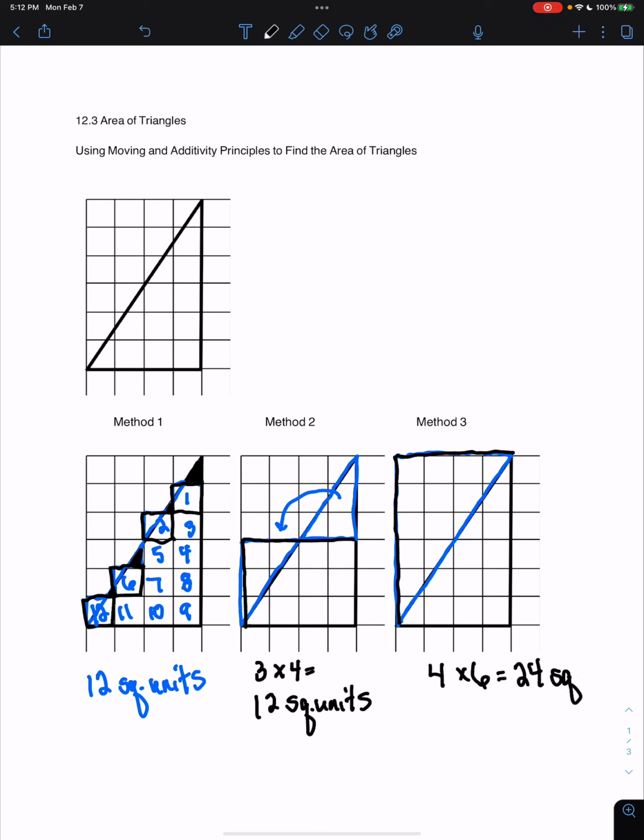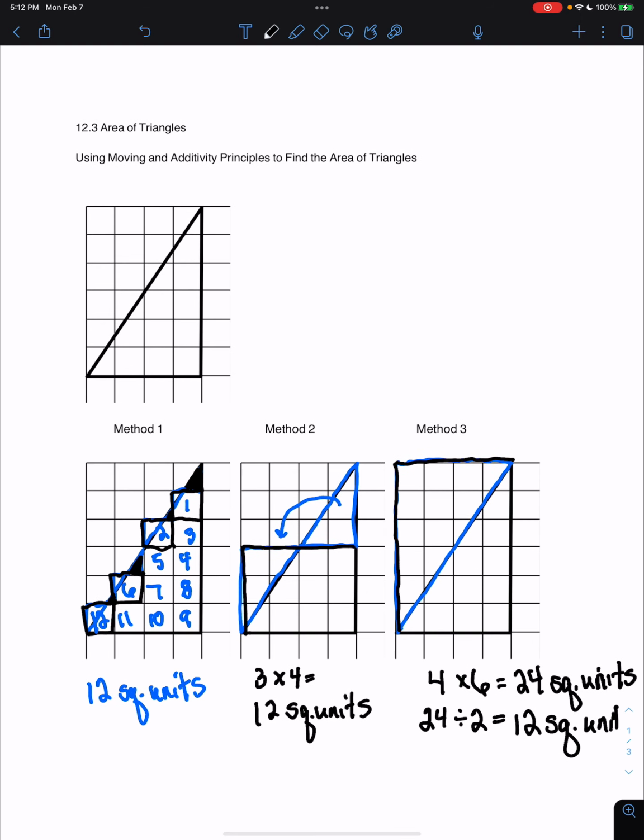But wait, I doubled my triangle. So what do I have to do to my 24 square units? I need to divide it in half. Divide by 2. And now I get my 12 square units.